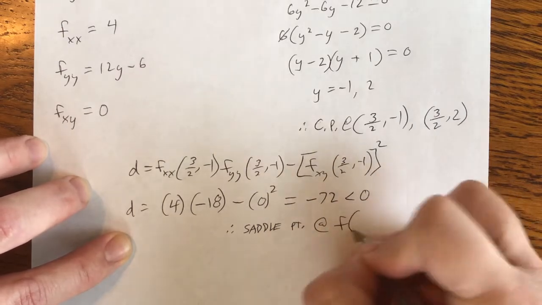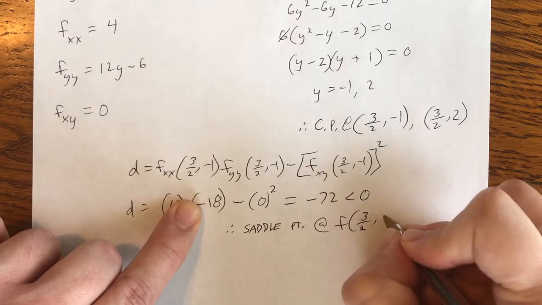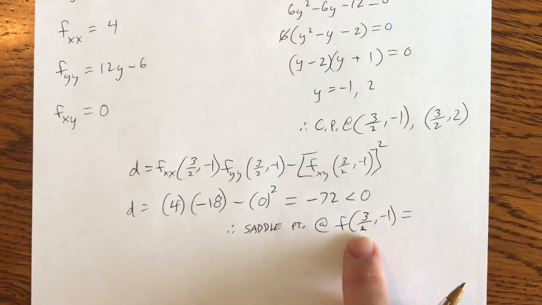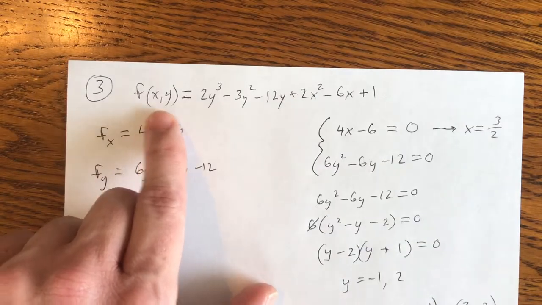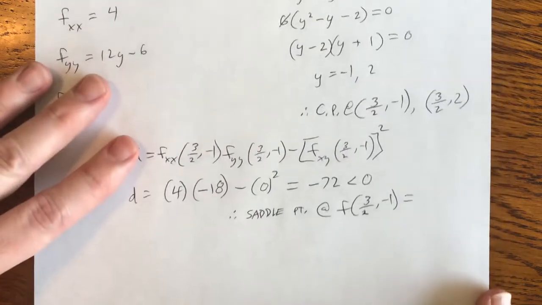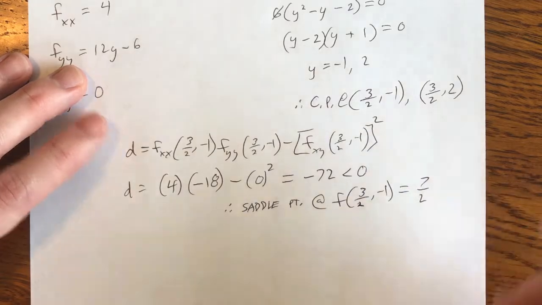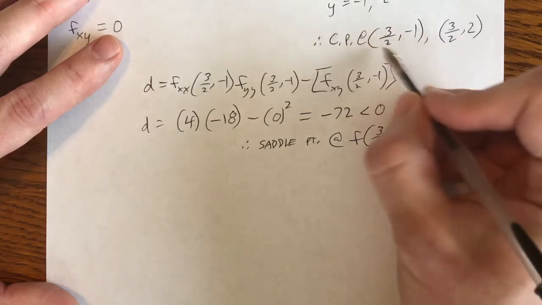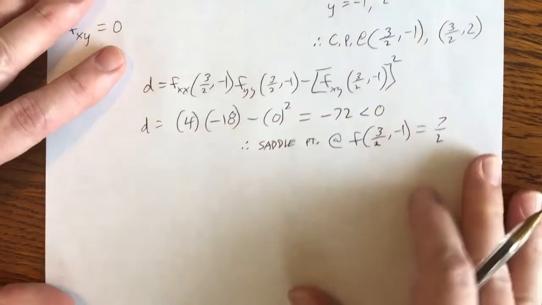at f of 3/2, -1 equaling what? Well, you got to be able to plug in this x coordinate 3/2 and this y coordinate -1 into what? Into the original function to see what your z value would be that would get spit out here. And in this case, it's 7/2. All right? Still not finished. We completed our discriminant with respect to this critical point. Now we need to look at it for this critical point.